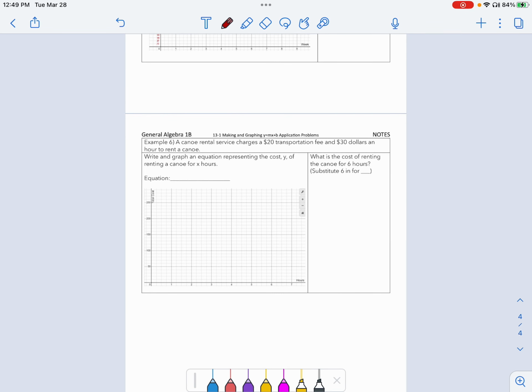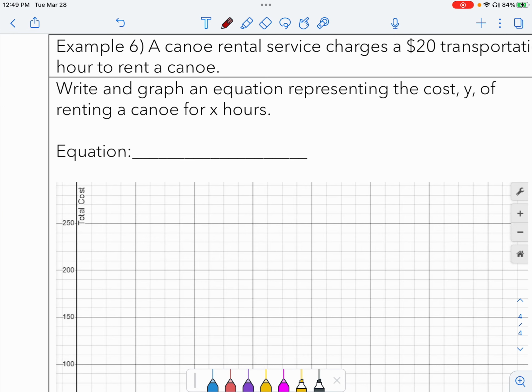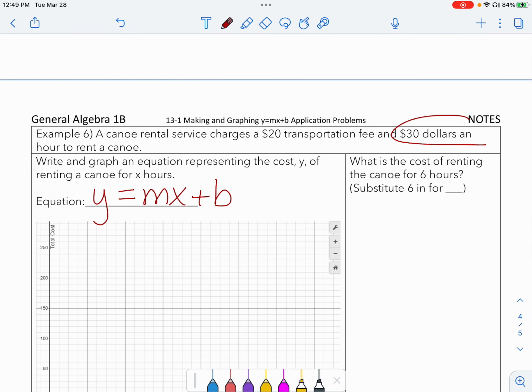A canoe rental service charges $20 transportation fee and $30 an hour to rent a canoe. So we need to make a y equals mx plus b out of that. Remember, m is how much it's going up each hour. So we have 30 per hour. So let's change m into 30. And b is the initial amount. So take a look and look for the initial amount that they charge you. Hopefully you're able to see that no matter what, you're going to be charged a flat rate of 20.